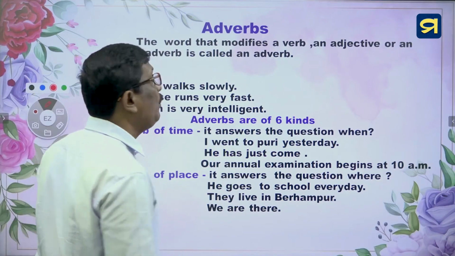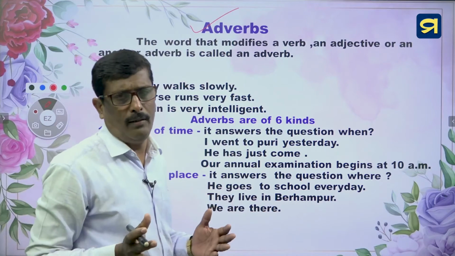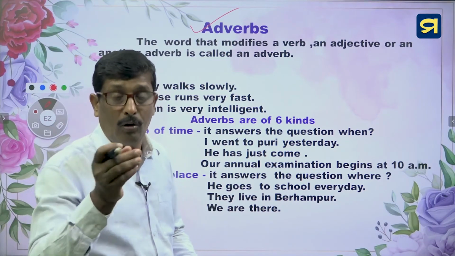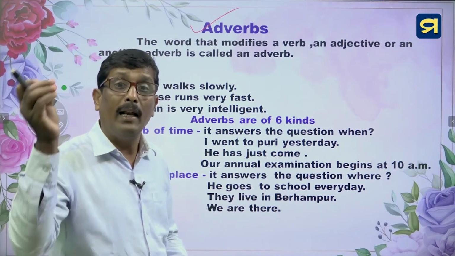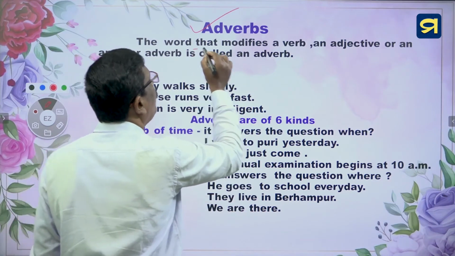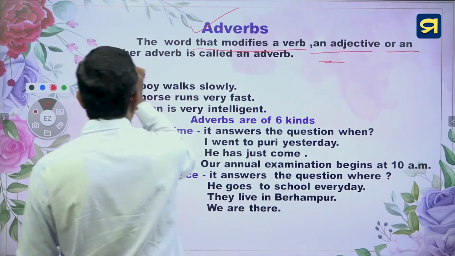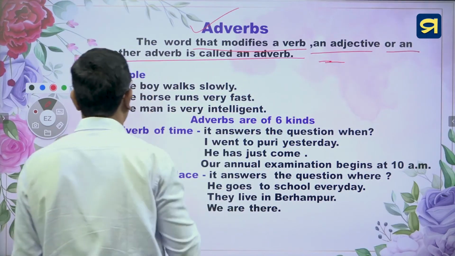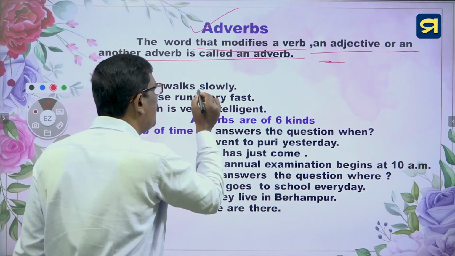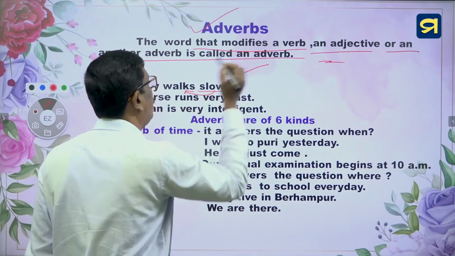Right now, we are going to discuss adverbs. So what do you mean by adverbs? Very simple. The word that qualifies, that describes a verb or an adjective or another adverb, we can say that it is an adverb. The word that modifies a verb, an adjective or another adverb is called adverb. What are the examples? The boy walks slowly. Dear students, here slowly modifies the verb walks. That's why it is an adverb.